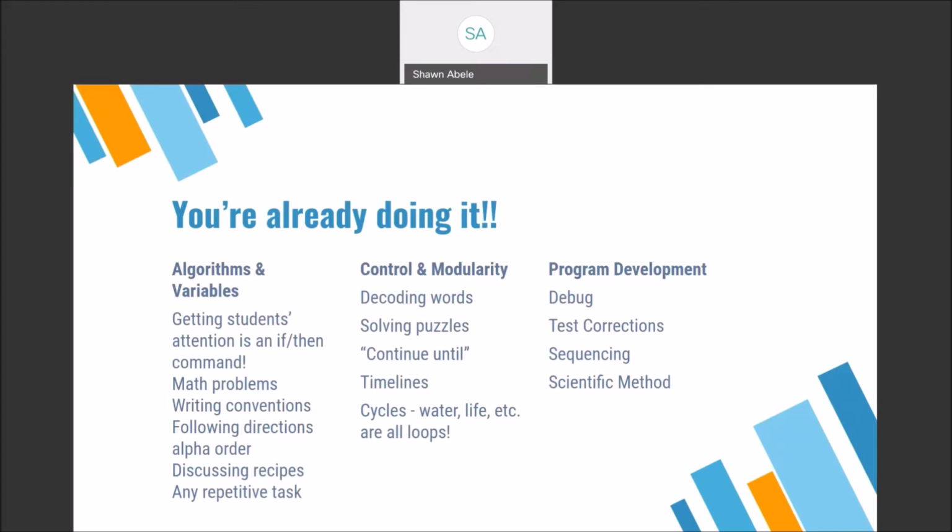When you talk about recipes, recipes are a perfect example of an algorithm because it's a set of step-by-step instructions in order to complete your cake. You can't just throw the cake in the oven if you haven't made it yet. So that's a perfect example of an algorithm. Science experiments are another great example of algorithms.